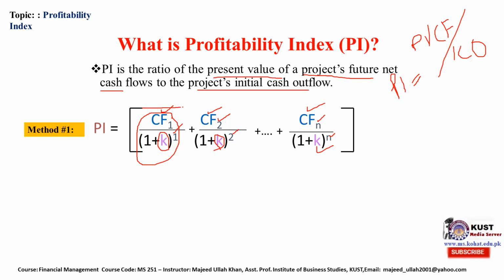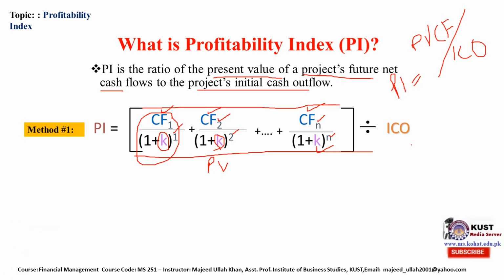So all these are future cash flow that will be generated by the proposed project, and we will discount it with the discount rate. So we will calculate the present value of all these cash flow. So this is the present value of all cash flow. Now we will divide this present value of the cash flow of the project by the initial cash outlay. What is this initial cash outlay?